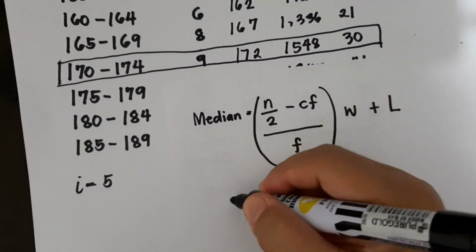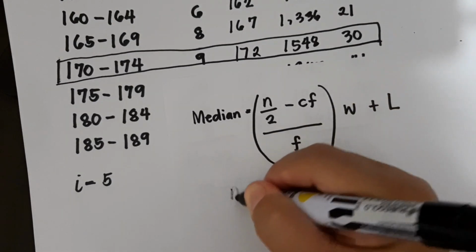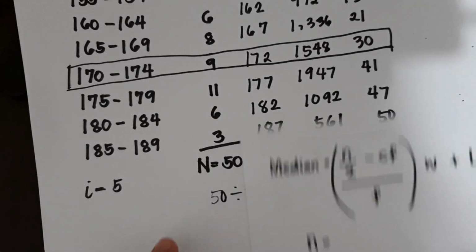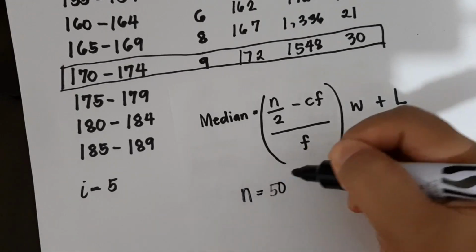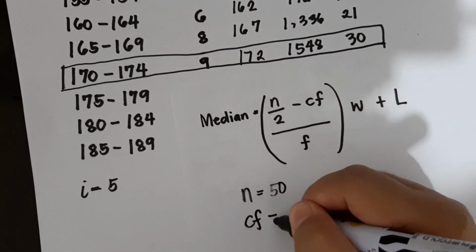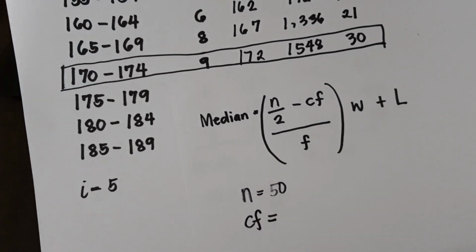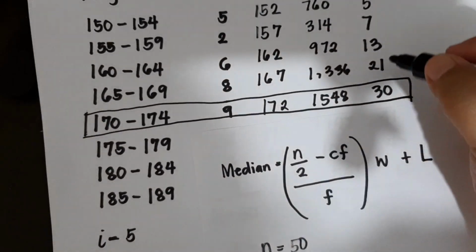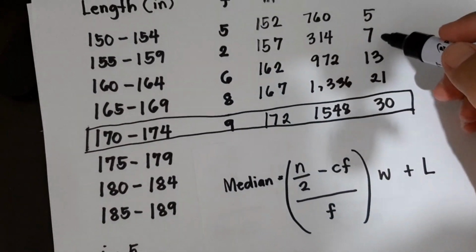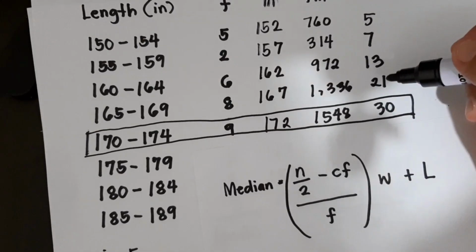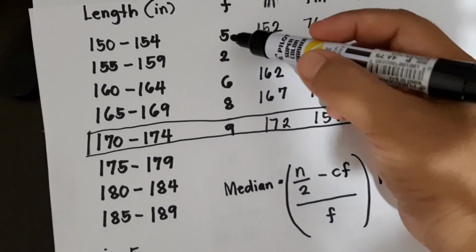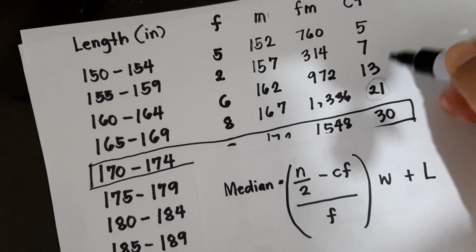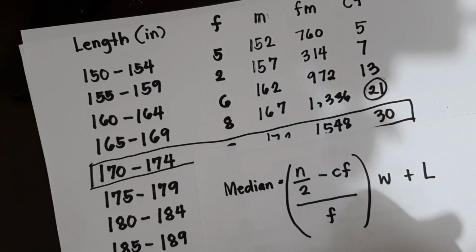So lagyan natin yung mga values. So we have n is equal to 50. Diba? So dito siya galing. And then CF, or the cumulative frequency of class preceding the median class. Dito siya dapat manggaling. So yun yung 5 plus 2 plus 6 plus 8, which is equal to 21. So that would be your CF.